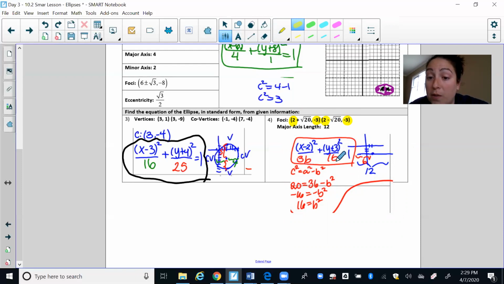Now to find the number underneath y squared, we have to use our formula for our foci. So our c squared equals a squared minus b squared, and remember it's always bigger number minus smaller number. So 20, because square root of 20 squared is 20, equals 36 minus b squared. Subtract the 36, so we have -16 equals -b squared, which means 16 equals b squared, and that goes under y squared. So there we go. There's our answer for example 4.